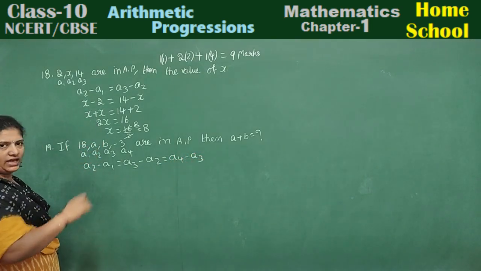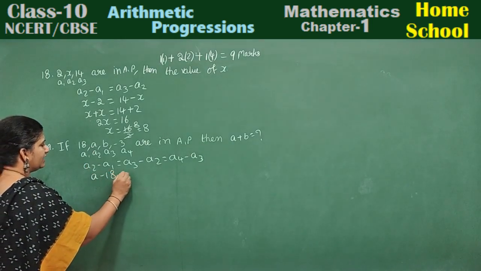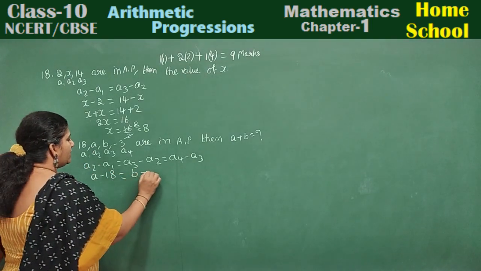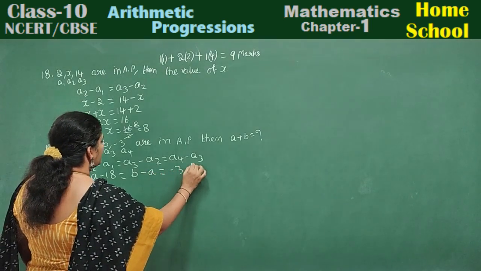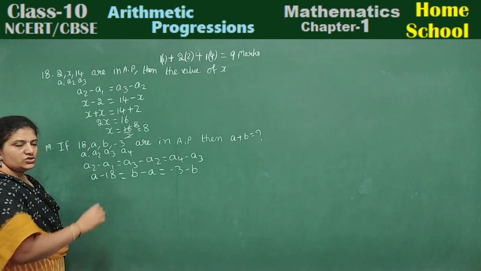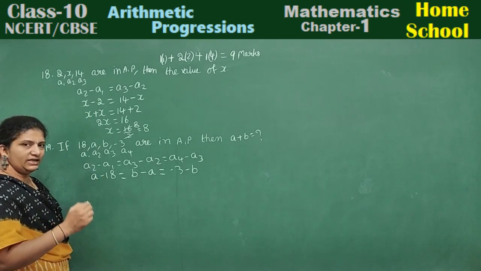Any pairs we can compare. A2 minus A1: a minus 18 is equal to b minus a, which is equal to minus 3 minus b. So compare any two equations and find the a and b values.